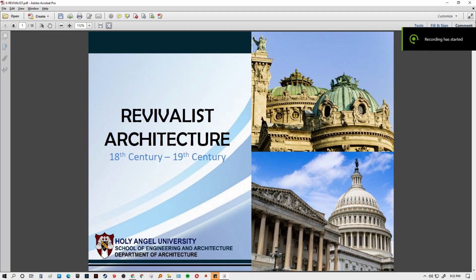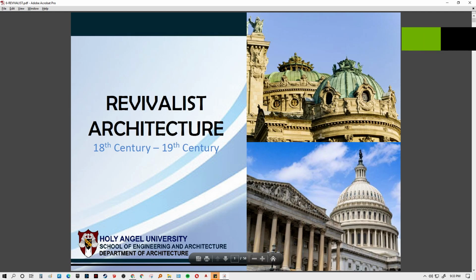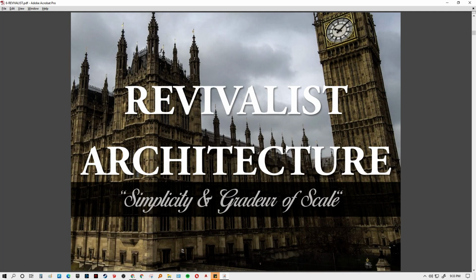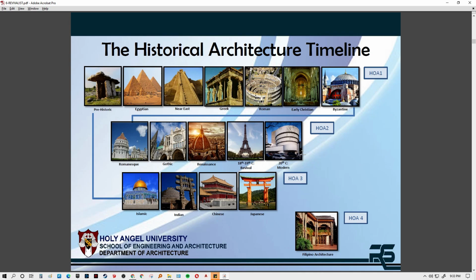So now let's get into Revivalist architecture. It occurred in the 18th to 19th century, so as you can see, it overlaps with industrial architecture. From our timeline, after Renaissance architecture, we have the industrial earlier, then revivalist as well. However, these are all parts of the modern type of architecture in these eras.